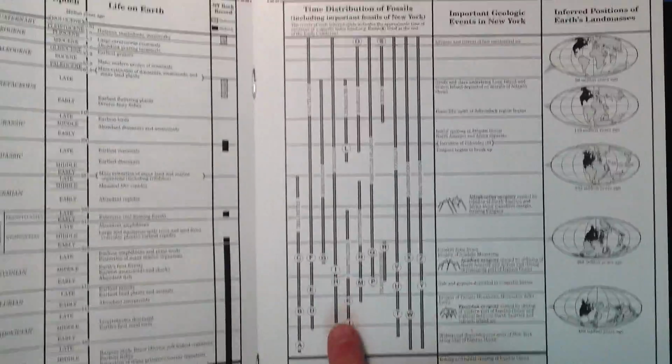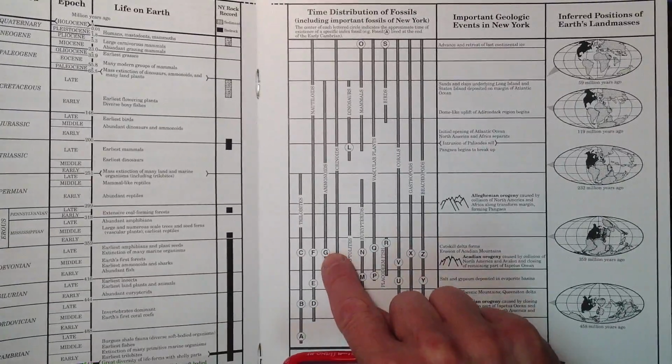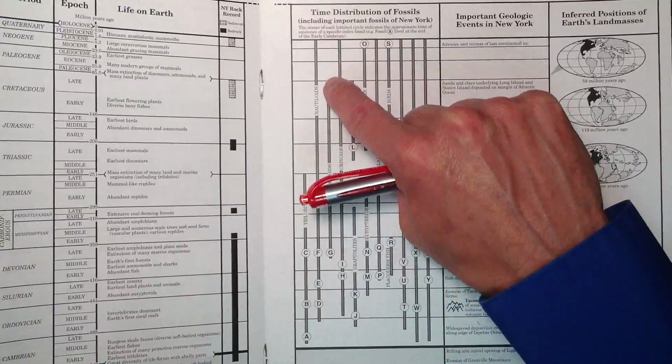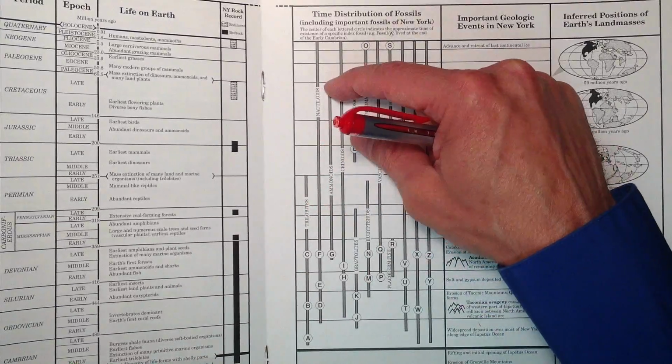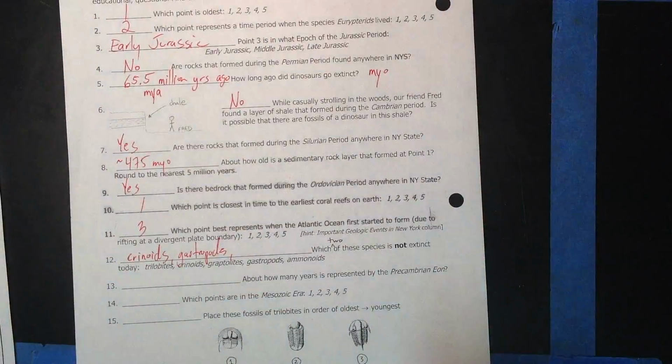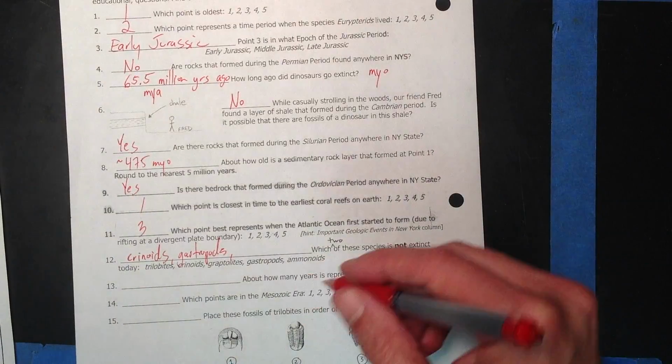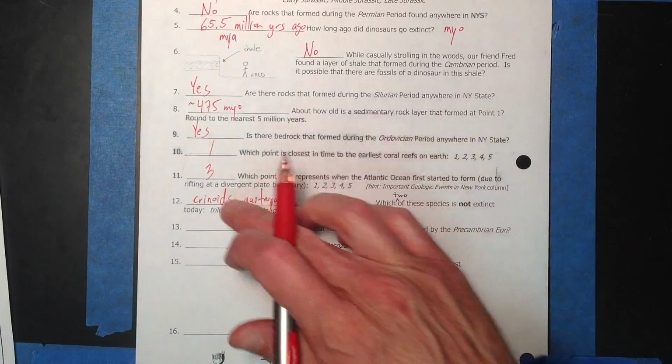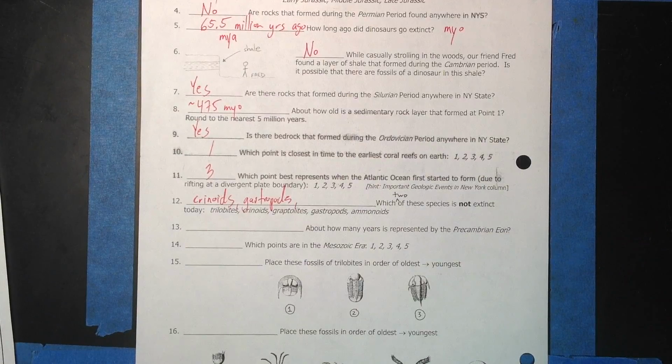And let's just see. Ammonoids are here. We see our first ammonoids here. And they lived for a long period of time, but they went extinct right around that same event that caused the dinosaur extinction, the meteor impact. So those are extinct. So the answer is crinoids and gastropods for those.